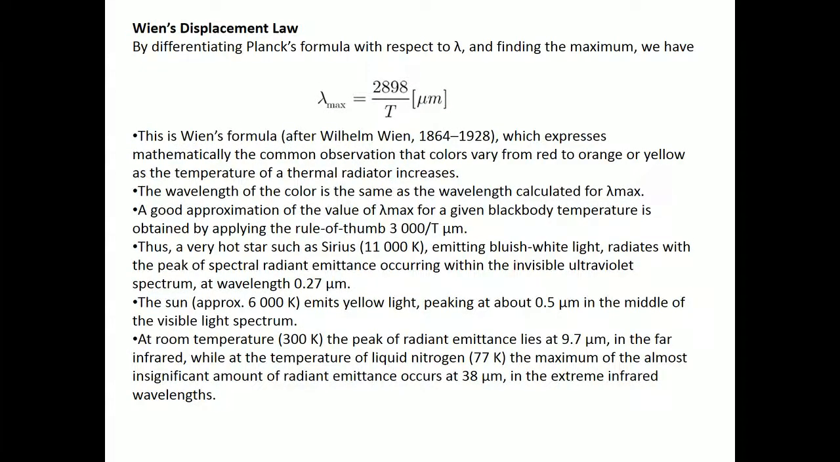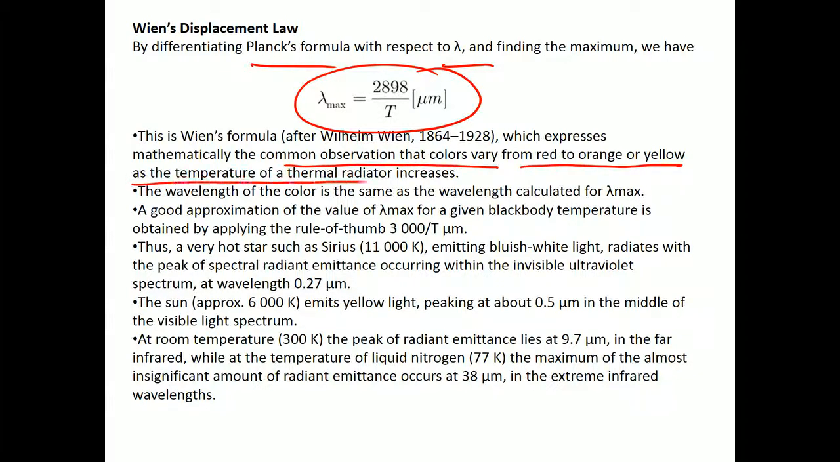Wien's displacement law was obtained by differentiating Planck's formula with respect to lambda to find the maximum. This is Wien's formula, which expresses mathematically the common observation that colors vary from red to orange or yellow as the temperature of the thermal radiator increases, because the lambda at which the peak happens actually changes. The wavelength of the color is the same as the wavelength calculated for lambda max, got it. So, the wavelength of the color that it emits is the same as that.